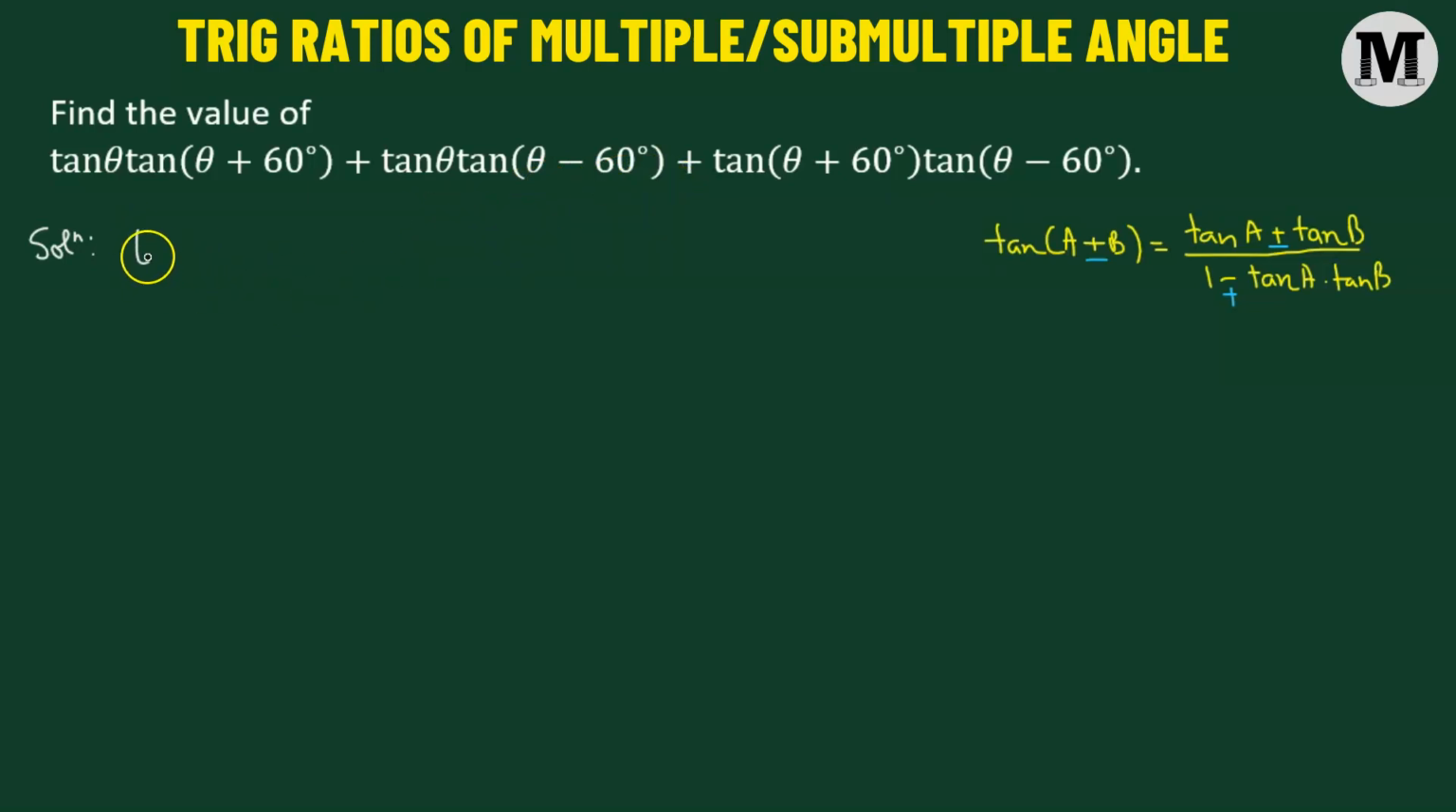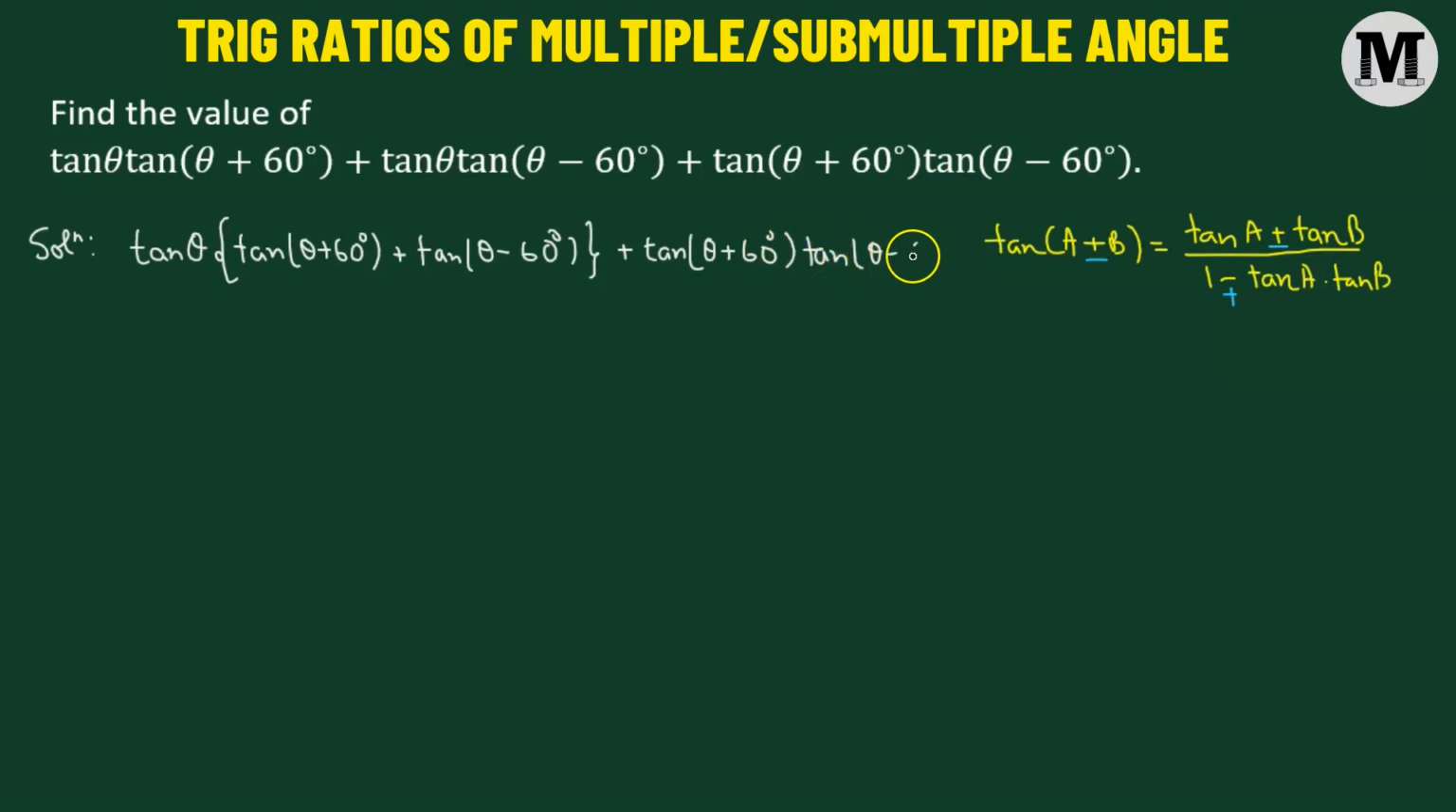Now what we'll do, we'll take the first two terms and we will take tangent of theta as the common factor. So that gets multiplied to tangent of theta plus 60 degrees added to tangent of theta minus 60 degrees. And we have the third term, so that's simply the product of tangent of theta plus 60 and tangent of theta minus 60 degrees. Okay, so let's apply the formula.